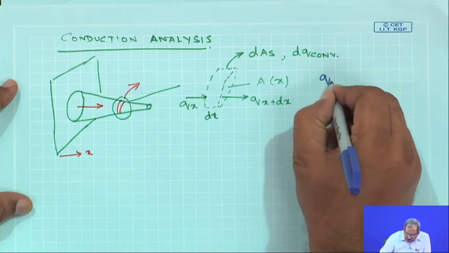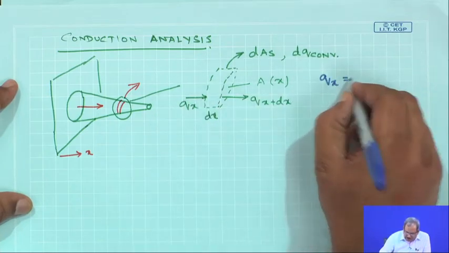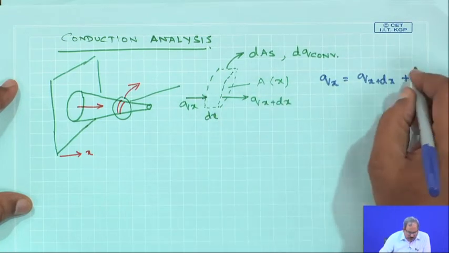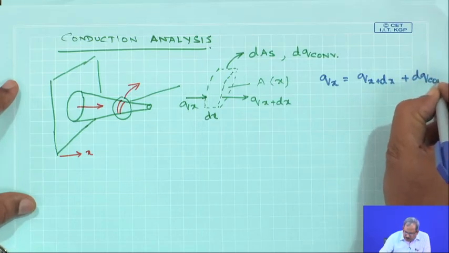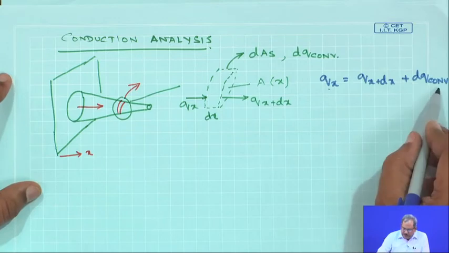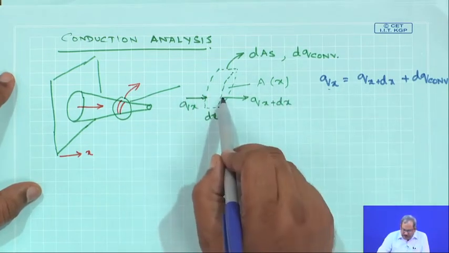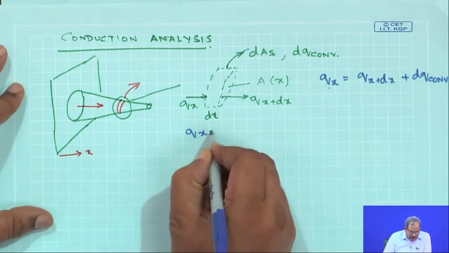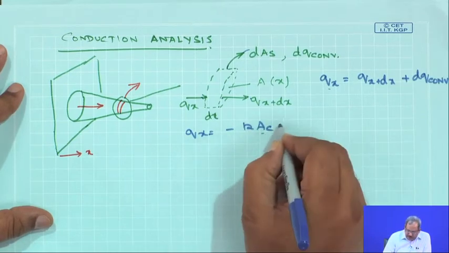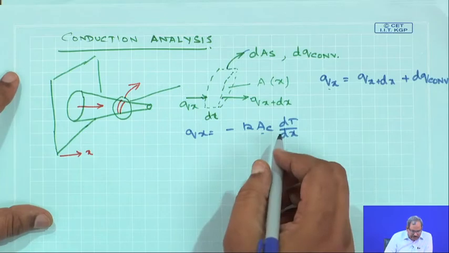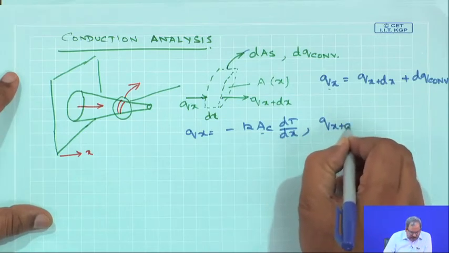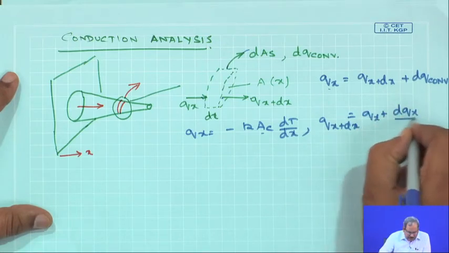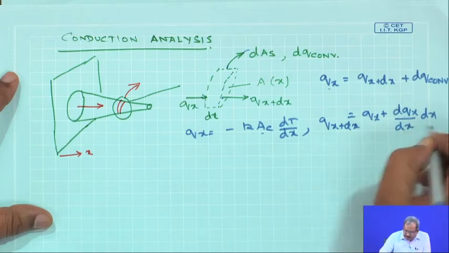So, by conservation I can write that whatever heat is coming at this point must be equal to whatever heat is going out through this surface and whatever heat is going to be lost by the convection process. So, this is just a conservation equation. The heat coming in must be equal to the heat going out by conduction and heat going out by convection. We also understand that q x is equal to minus k Ac, Ac being the cross sectional area, dT dx, and q x plus dx can be written using Taylor series expansion as q x plus dq x by dx times dx. So, this is just the expansion of this.